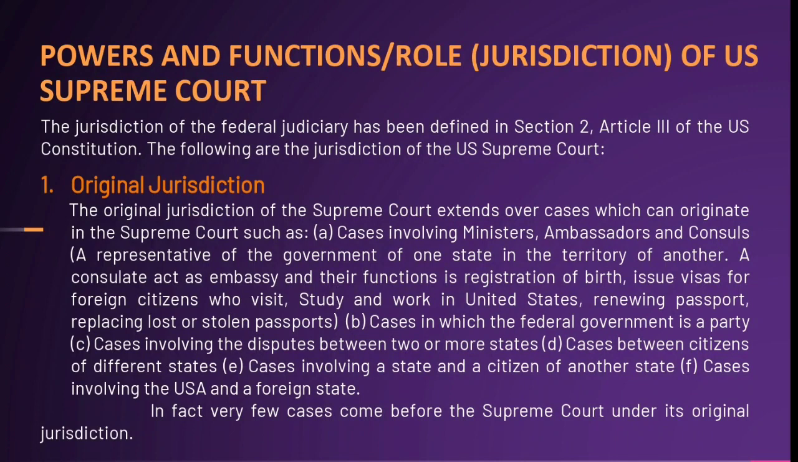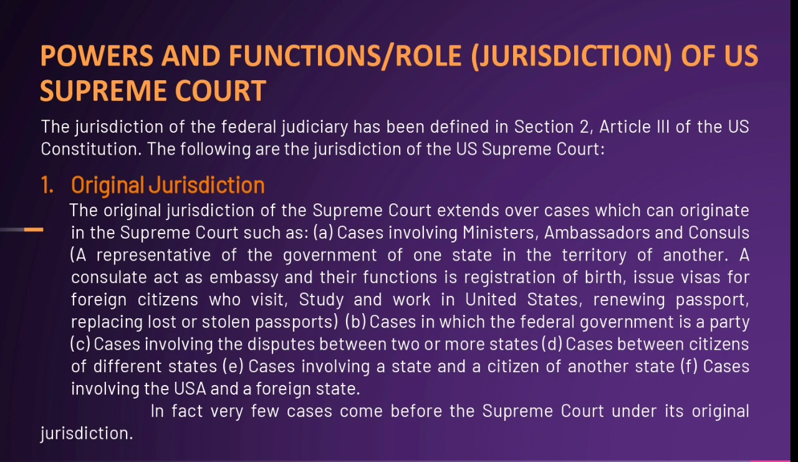Now let's come to the power and functions and role of the US Supreme Court. These are also called the jurisdiction of the Supreme Court. Jurisdiction means the authority of the court. The jurisdiction of the federal judiciary or the Supreme Court has been defined in Section 2, Article 3 of the US Constitution. The following are the jurisdictions of the US Supreme Court.